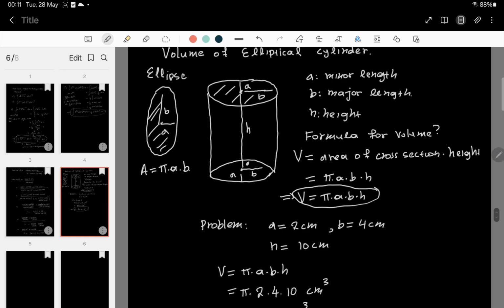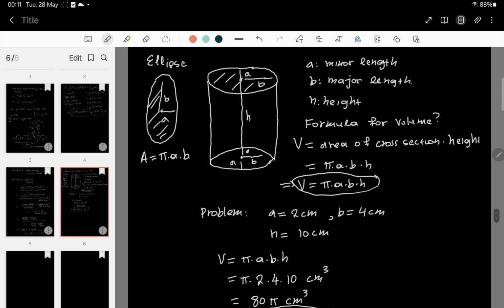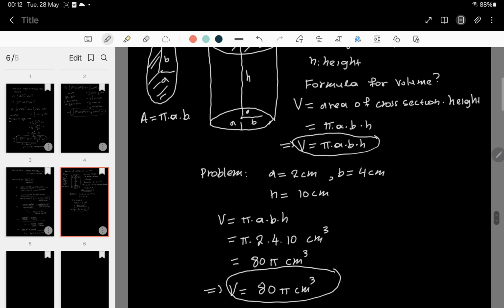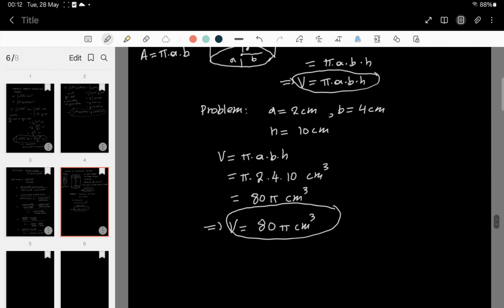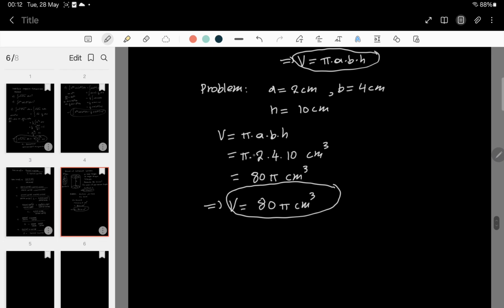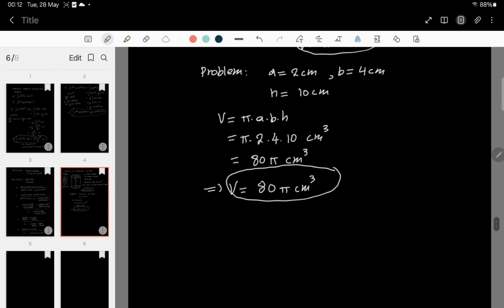Again, we have this shape where the cross section is an ellipse. A and B are minor and major lengths, H is the height. So the volume is the area of the cross section, the area of the ellipse, times the H. And here we have the lengths A, B and H in centimeters, and we compute the volume by doing the substitution back to this formula, and the volume in terms of pi is 80 pi centimeter cubed.